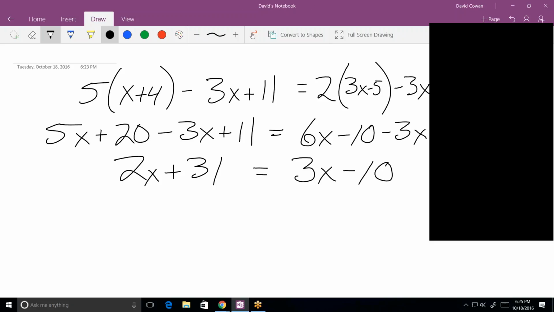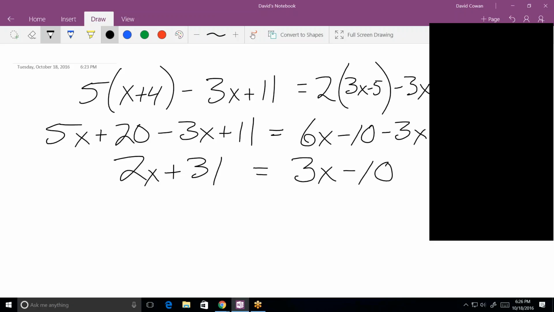Now we're going to gather all of our x's on one side, all of our numbers on another. Which way should we go? We could add the 10 onto both sides. In other words, we're going to put our numbers on the left, which means we're going to put our variables on the right.